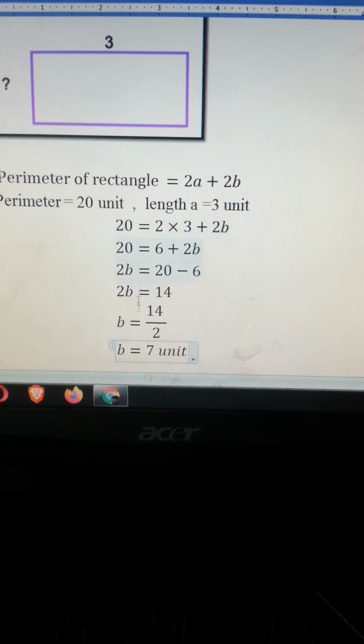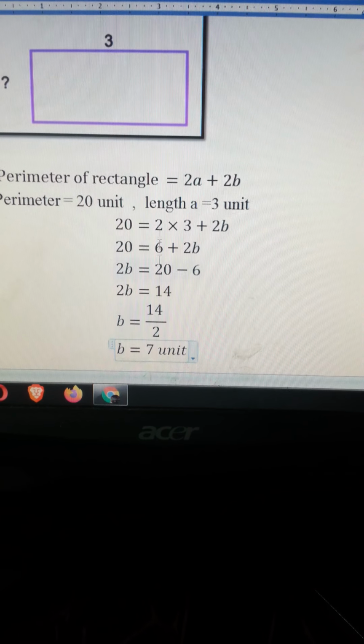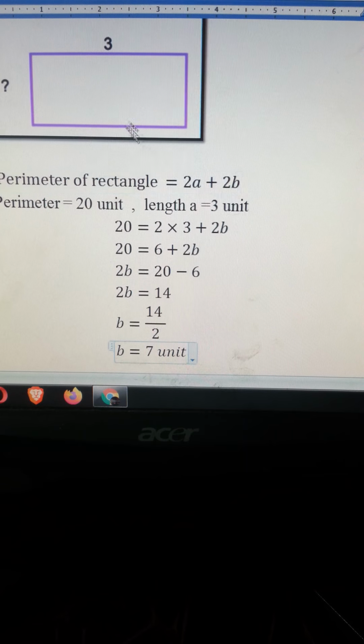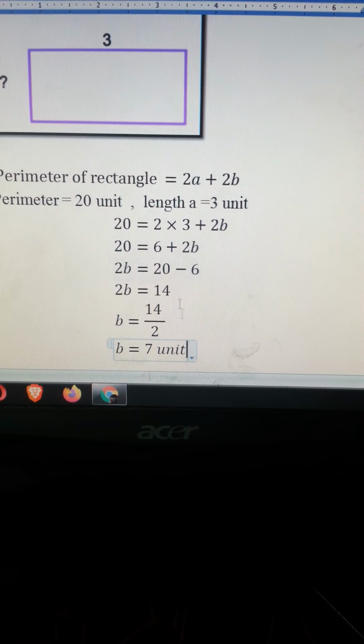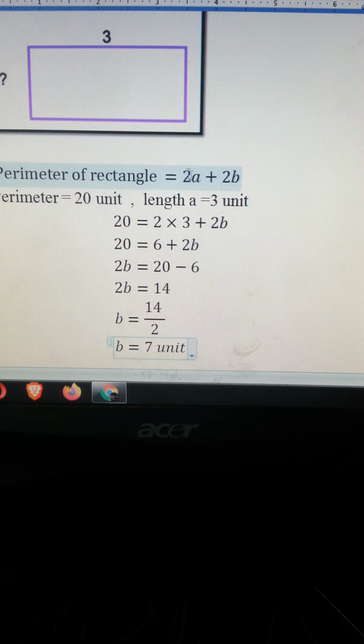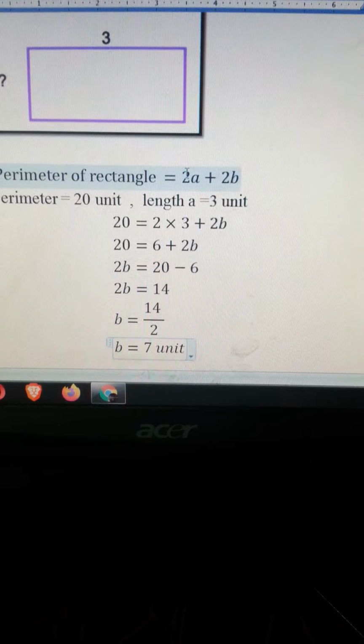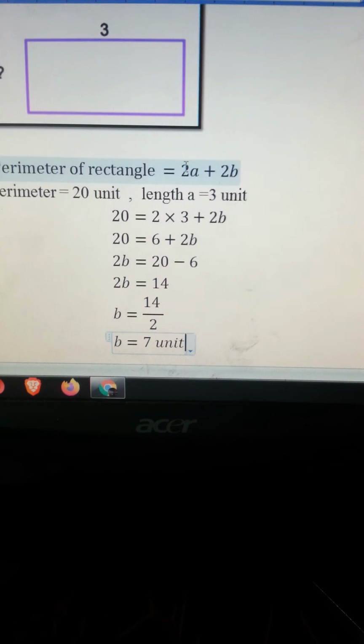If you put this 7 back in the formula, you will get the answer as 20 units, right? If you have any confusion, you can just put the known values back in the formula to check your answer in exams, if you have time enough, right? If you have got time enough.